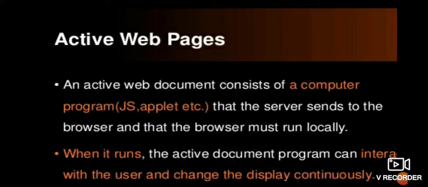Third category are active web pages. An active web document consists of a computer program that the server sends to the browser, and the browser must run locally. When it runs, the active document program can interact with the user and change the display continuously. These are active web pages. So there are three kinds of web pages, that is static, dynamic, and active.